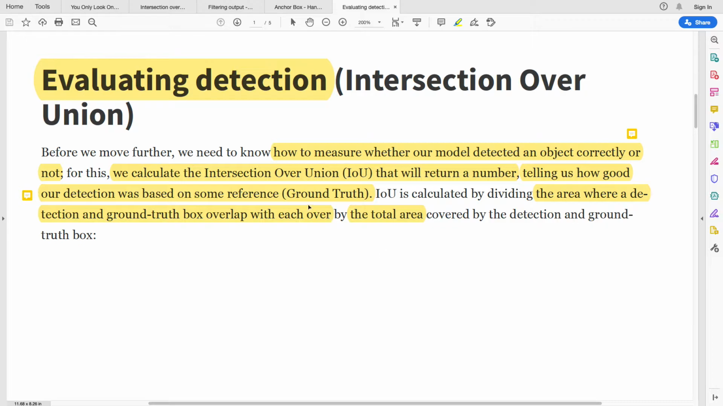So one important thing in machine learning, deep learning, is metrics. You always want a number that you can use to compare, to evaluate performance. So intersection over union gives us a number that makes it easy to compare between various choices.